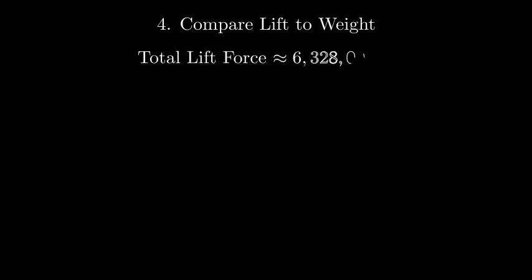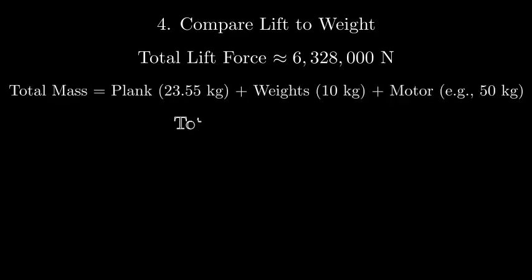The next logical step is to compare this lift to the total weight of the machine to see if it can get off the ground. Our calculated total lift is over 6 million newtons. Now let's find the total weight we need to overcome. The total mass is the sum of the plank, the weights, and the motor. Let's estimate a heavy-duty motor at 50 kilograms. This gives a total mass of about 84 kilograms.